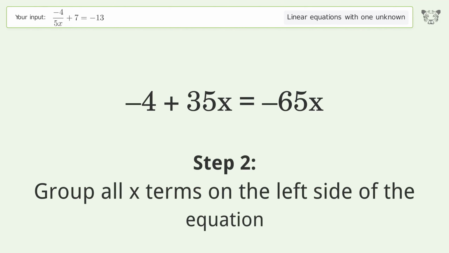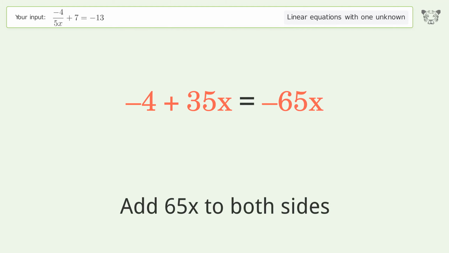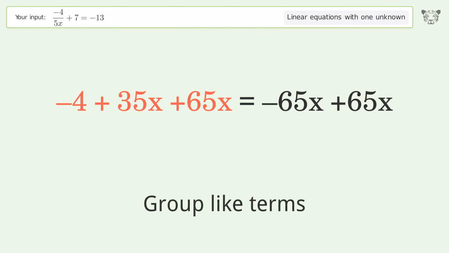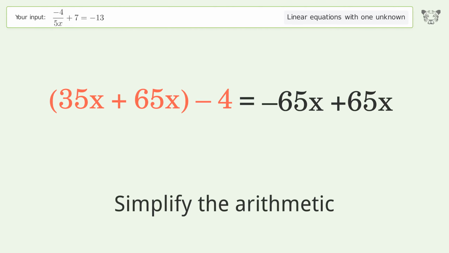Group all x terms on the left side of the equation. Add 65x to both sides. Group like terms. Simplify the arithmetic.